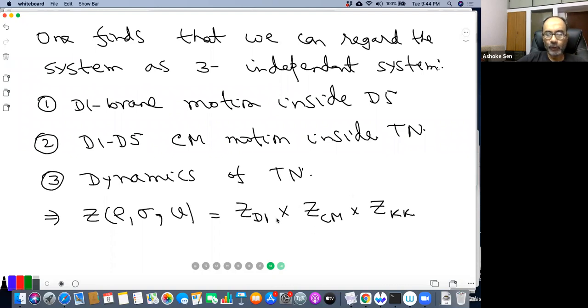So what we'll do next time is to calculate each of these separately and then take the product. And we'll discover that the product, in fact, is nicer than each individual component. But this is the way the counting will be done.